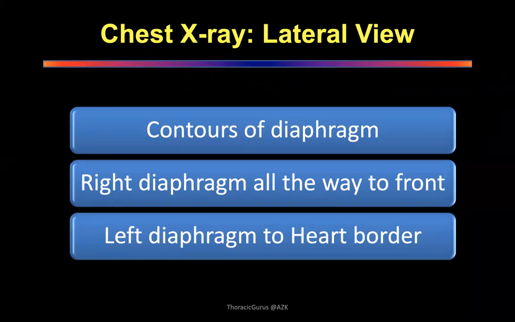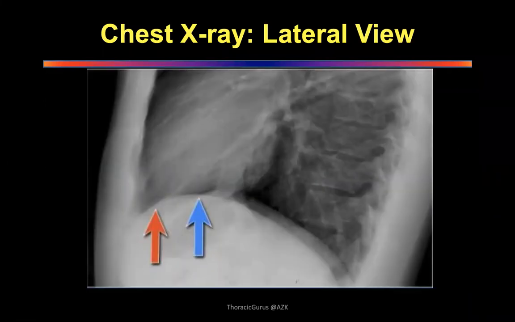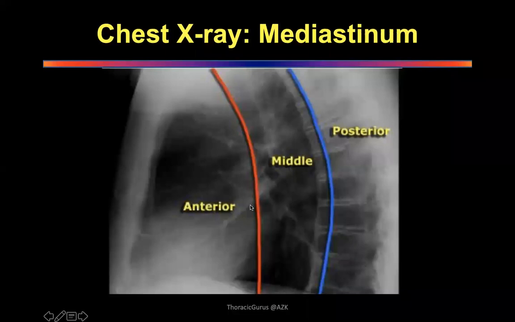So you cannot see the left diaphragm coming to the front because the heart is in the way. This is your right diaphragm in a lateral view. The one that you're seeing going all the way to the front is always the right diaphragm. And the one that you're seeing here is the left diaphragm. It stops at the heart. You cannot see it very clearly.